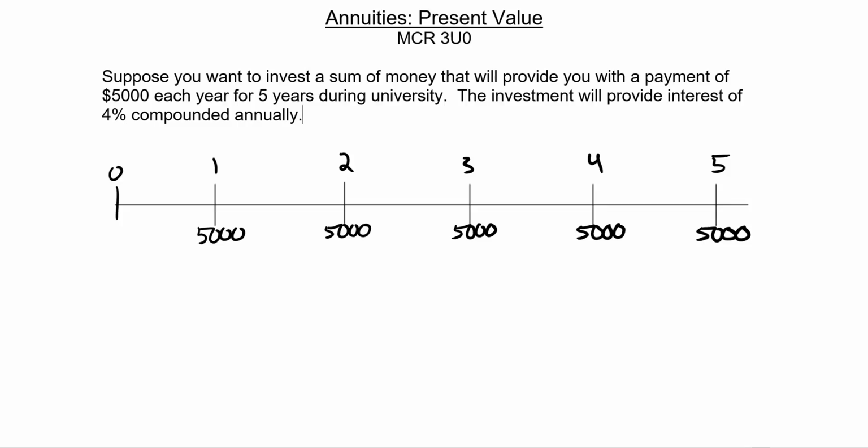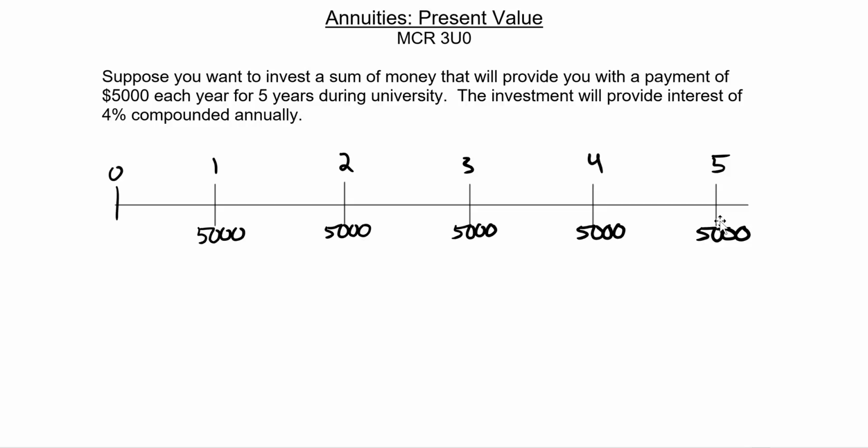Now, let's say you want to invest a sum of money that will provide you with a payment of $5,000 each year for 5 years during university. So you're going to invest a large amount, and you want to be able to pull out $5,000 each year. Now, I've already kind of drawn out the timeline here. So in years 1, 2, 3, 4, and 5, you need $5,000. Now, on the face value, you might think, okay, well, I need $25,000 then.